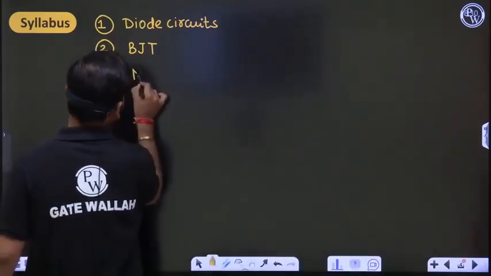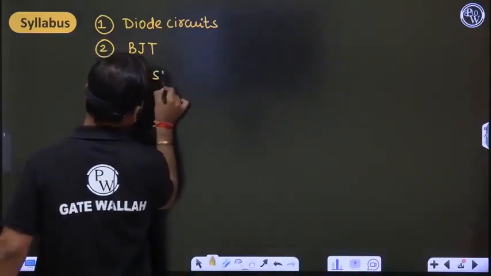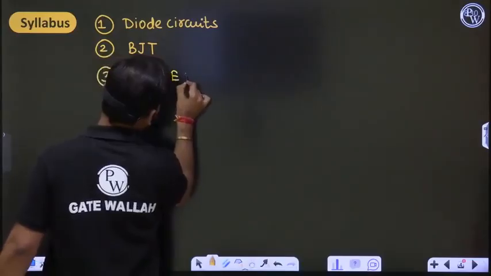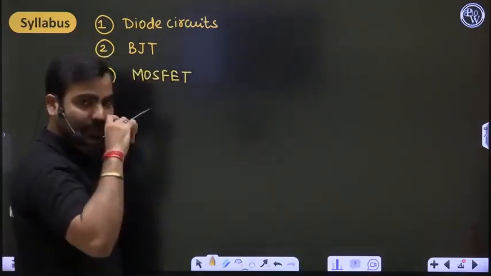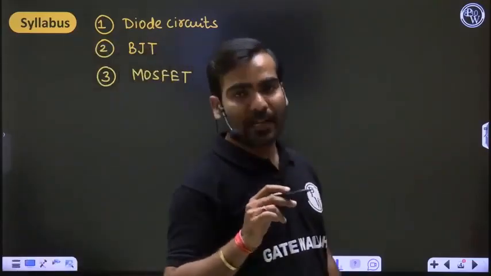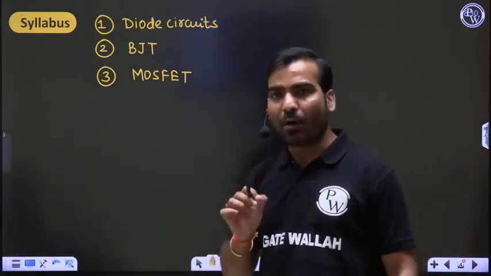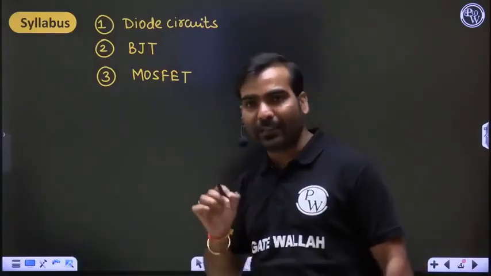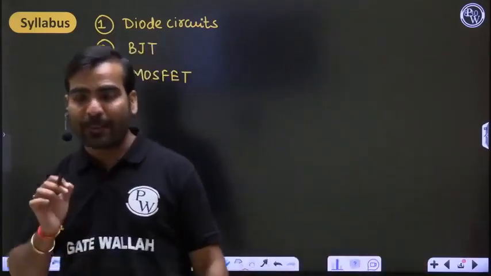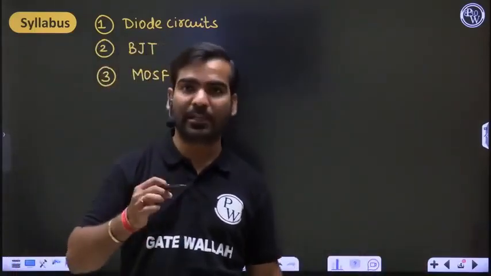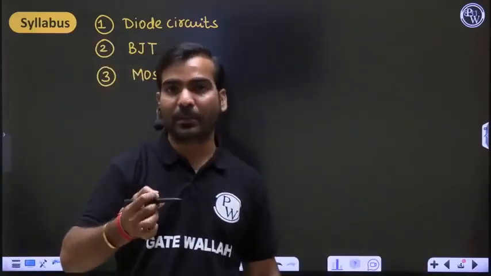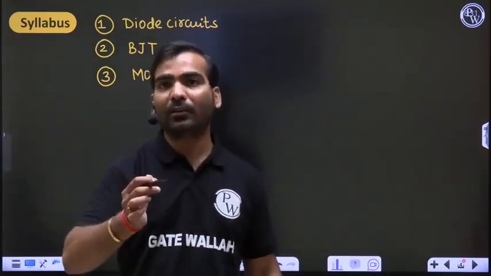Third is MOSFET. Similar to BJT, in the MOSFET also we will discuss MOSFET DC analysis and MOSFET AC analysis, and you have to focus on that. In your syllabus, a small signal model is mentioned, not a large signal model. So you have to study a small signal model of the BJT, of the MOSFET, and of the diode, that we will discuss.